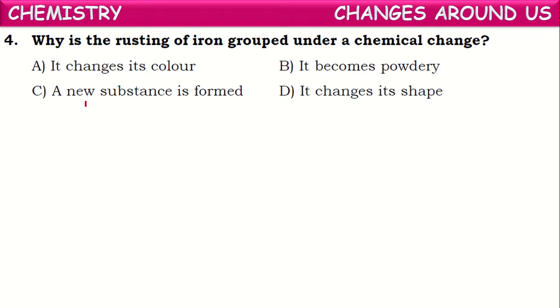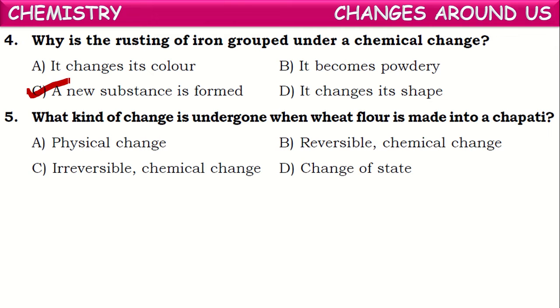That is the main reason why this rusting of iron is grouped under chemical changes, because a new substance, iron oxide, is formed. Next, what kind of change is undergone when wheat flour is made into a chapati?